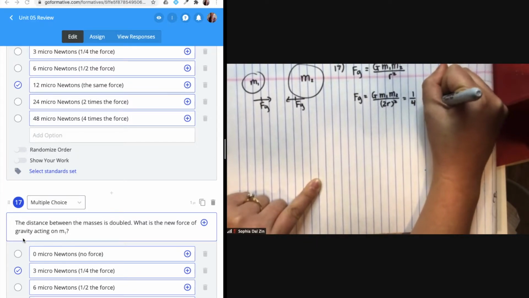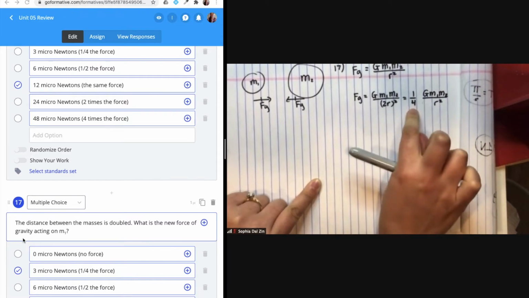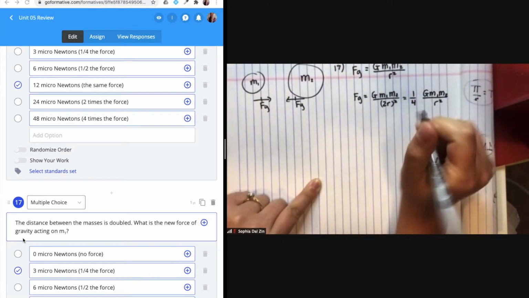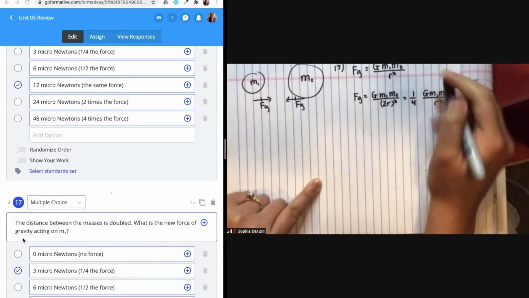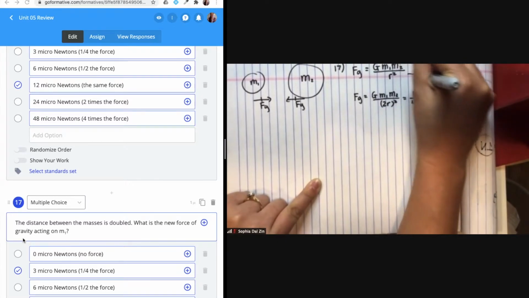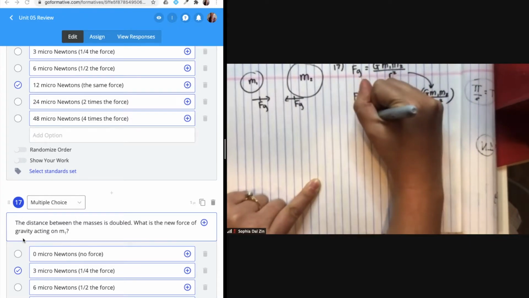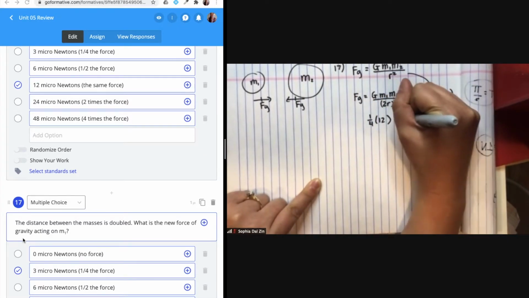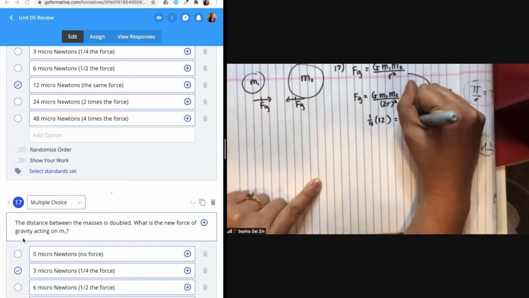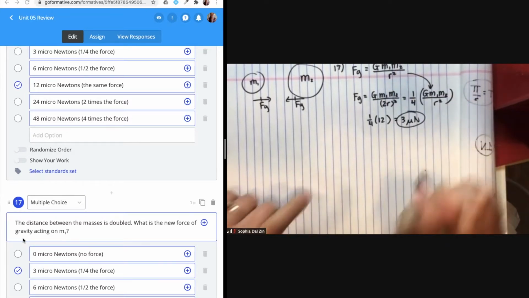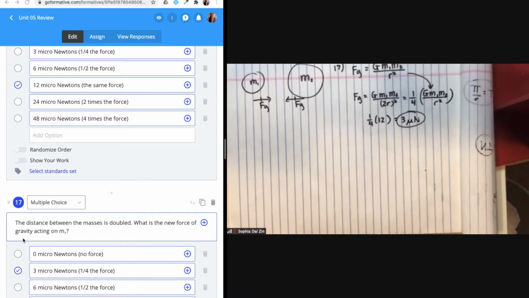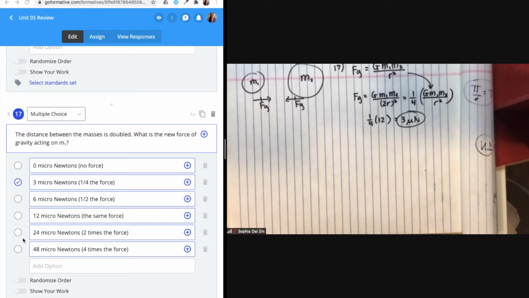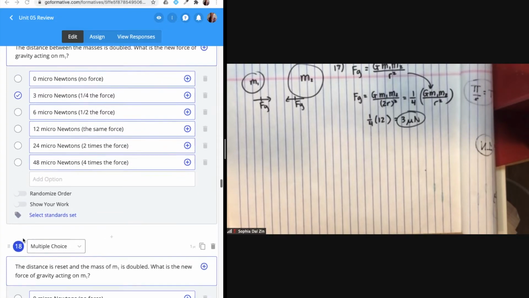I sorted the new changes to the left and the original equation to the right, and so now I see that the force is 1/4 of the original force. 1/4 of the original 12 micronewtons is 3 micronewtons. So for number 17, I said B, 3 micronewtons, or 1/4 of the force.